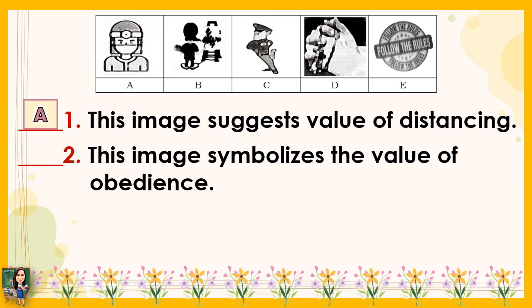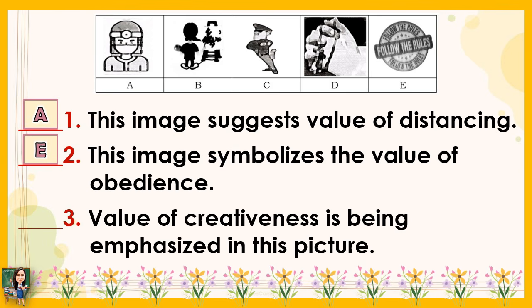Number 2. This image symbolizes the value of obedience. Is it A, B, C, D, or E? Very good. The answer is picture letter E. Number 3. The value of creativeness is being emphasized in this picture. Is it A, B, C, D, or E? Very good. The answer is picture letter B.